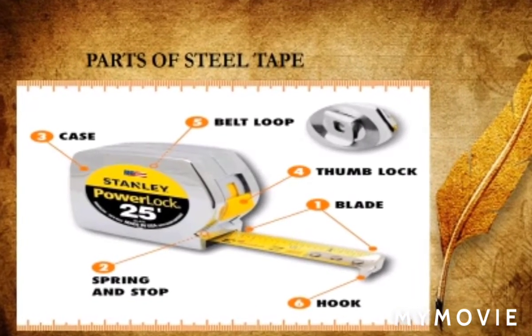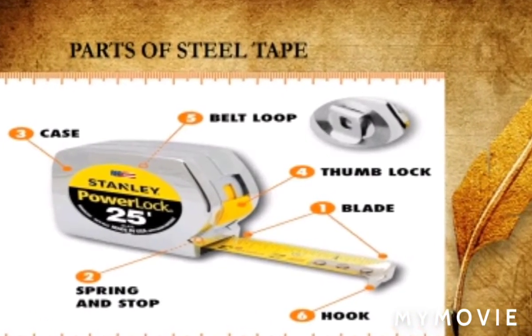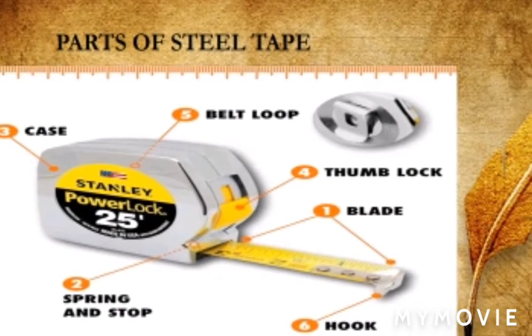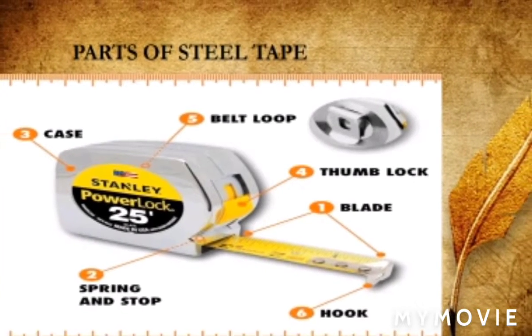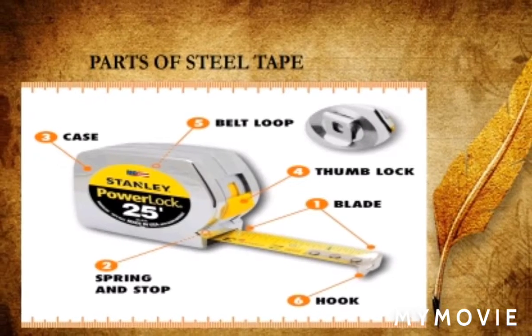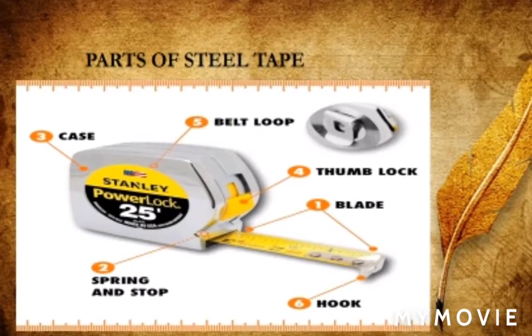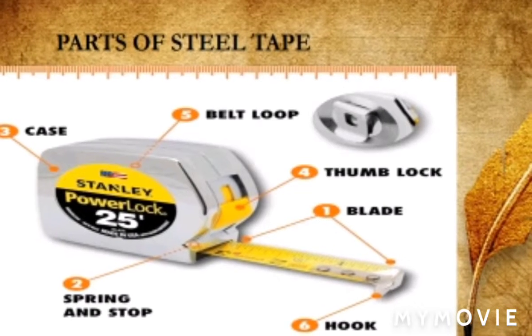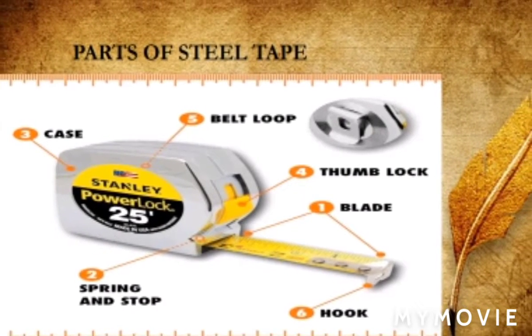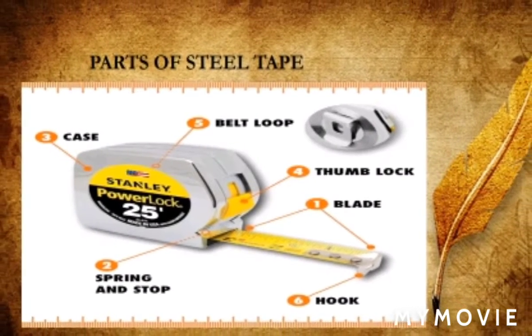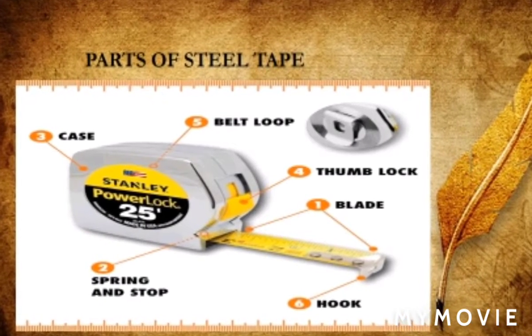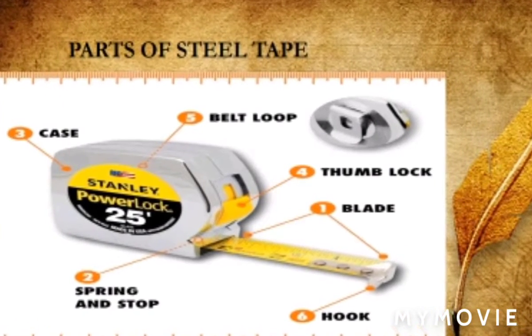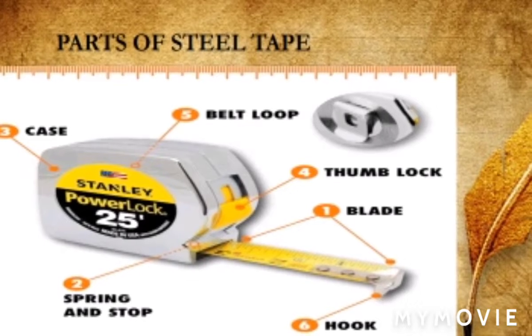Of the 5 types of tapes, we will be using the steel tape. So here are the parts of a steel tape. Number 1, we have the blade or tape. The tape, also known as the blade, is what you use to get your measurement. Most tapes feature imperial units or inches on the top row and metric units or centimeters on the bottom.